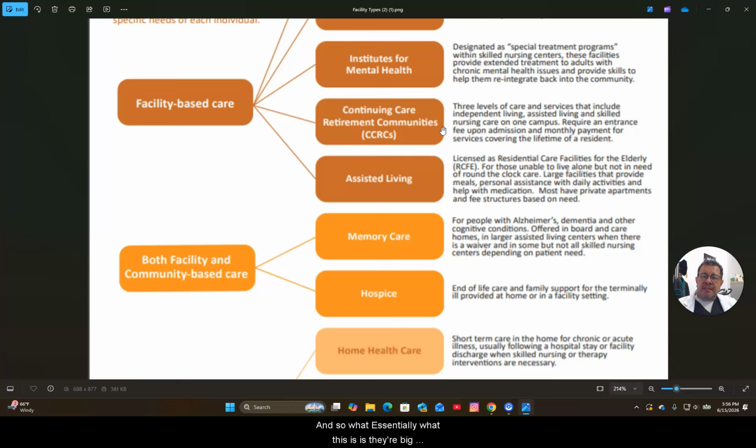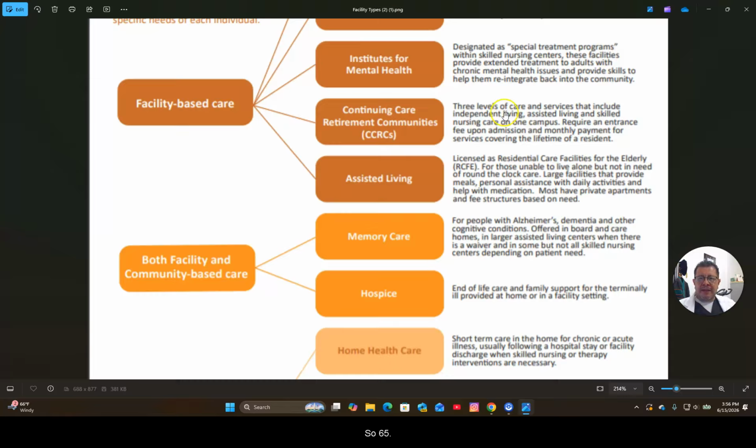And so what this is, they're big complexes, mega complexes of 3 levels of care: independent living, assisted living, and skilled nursing care, all in one campus. Huge places. I'm talking about hundreds of people. Okay. And so think of it this way. Let's simplify it. You're 55, no, let's just say 65. Okay. 65 and you sell your house and you want to be independent and be around people your age. And so you live in an independent living community.